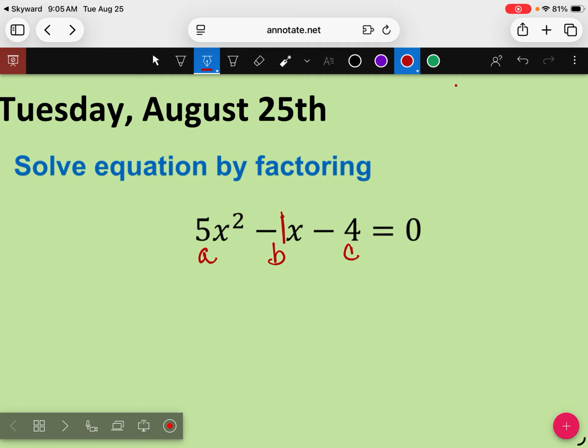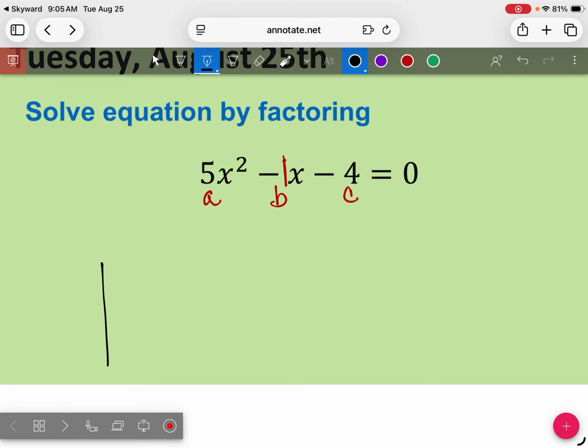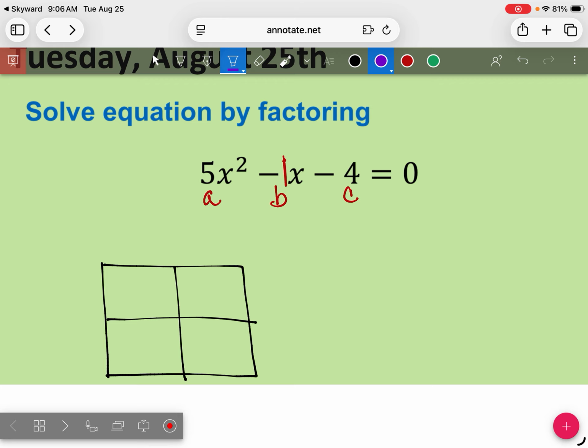Make a box. Let's make our box. This is only when A is not 1. So this term right here will always go in the top left square. So put 5x squared. And then C will go in the bottom right square.